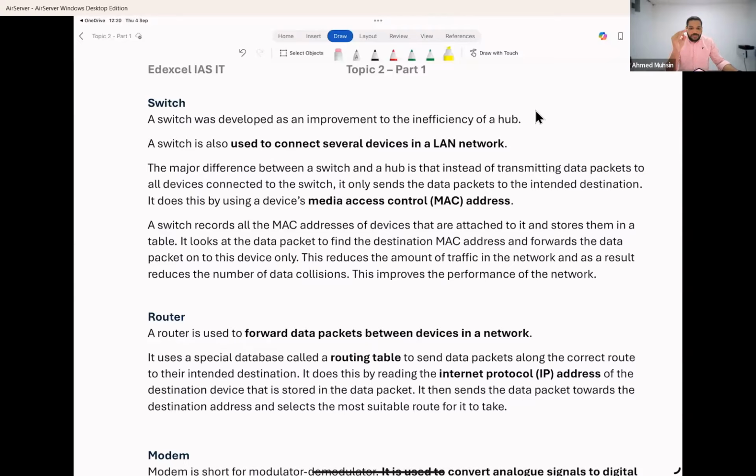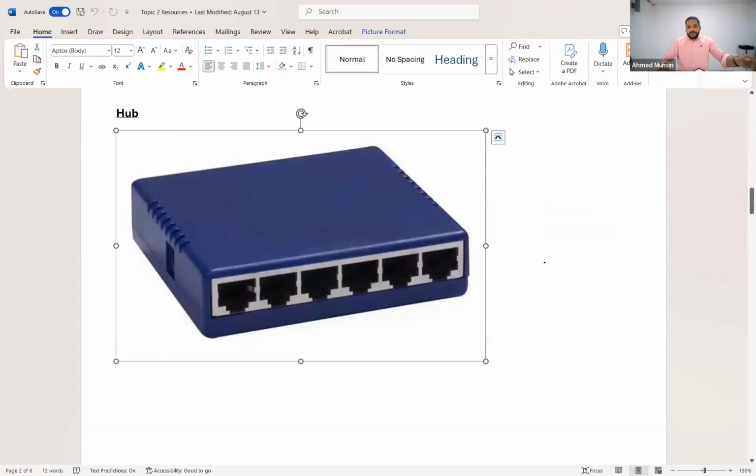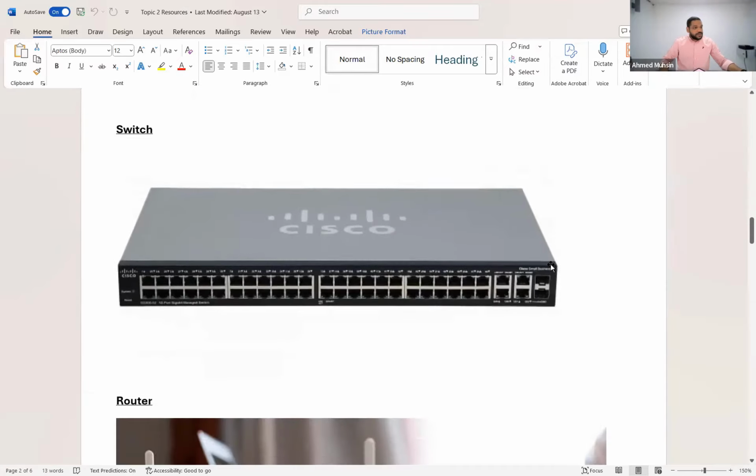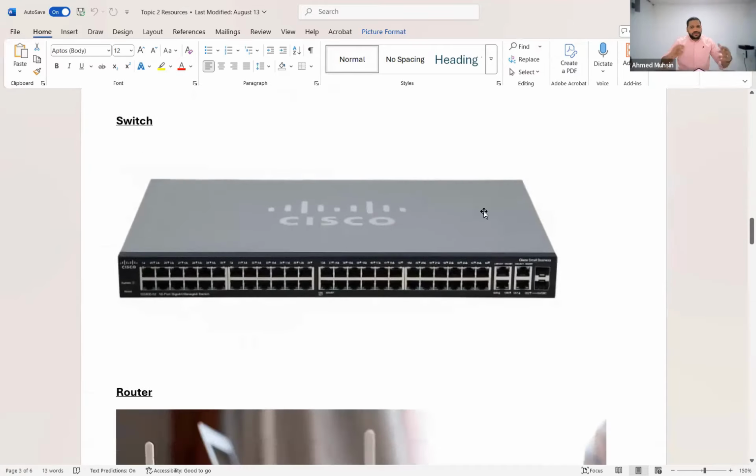A switch is used to connect several devices in a local area network. So everyone look at this switch over here. You guys saw this? This is what we call a network switch. You have different sizes, 24 ports, 4 ports, 8 ports, 16 ports. You have different ports. Okay? All right. Stop there for a second.